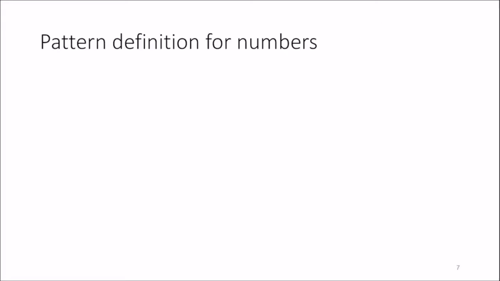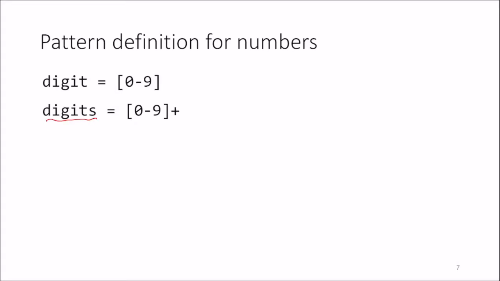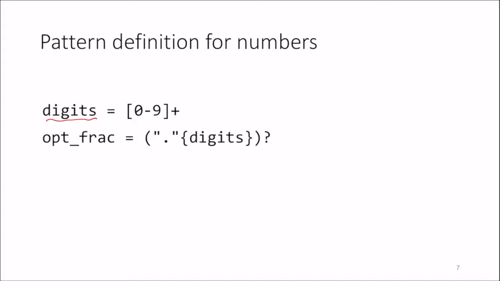If we want a pattern definition for numbers, which includes all kinds of numbers like floating point numbers, then we want to write down this regular expression. We start with a digit, which is any number from 0 to 9. We have digits, a new sort of variable, which is 1 or more repetitions of any digit from 0 to 9. And then we can put an optional fraction, which has a dot followed by digits. So you can have any number of digits.